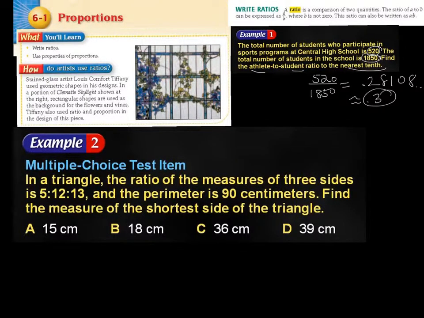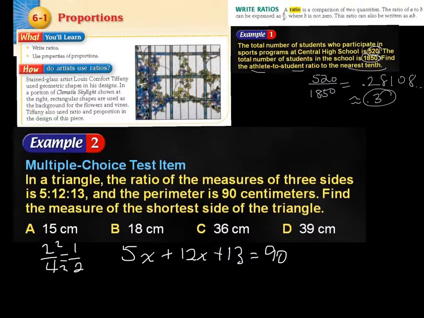In a triangle, the ratio of the measures of the three sides is 5 to 12 to 13, and the perimeter is 90 centimeters. Find the measure of the shortest side in the triangle. So the first thing we're going to have to find is what that factor is they're multiplying everything by. If we had a fraction that was 2/4, we could reduce it by dividing by 2, and it would be 1/2. I know what they had in common: they both had a 2. And this one, I don't know what's going to be in common to multiply by to get the 90. So I'm going to have 5x, representing my unknown, plus 12x plus 13x equals 90.